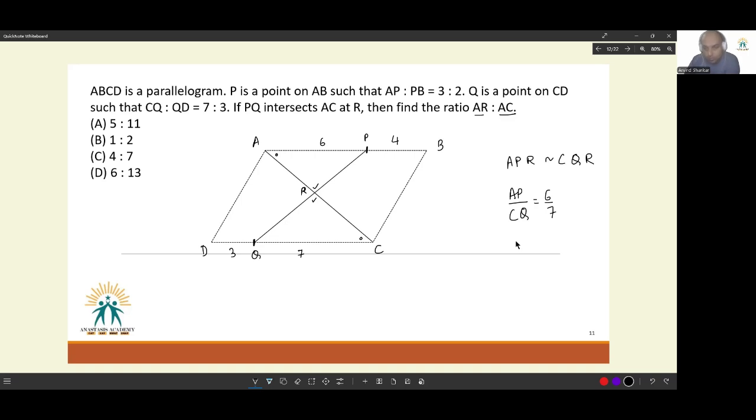So can I also say AR by CR should also be 6 by 7. But if this is 6K and this is 7K, this is not what the question asked. Question asked for AR by AC. AR is still 6K, but can you see AC is turning out to be 13K? Or the final ratio of AR is to AC is 6 is to 13.